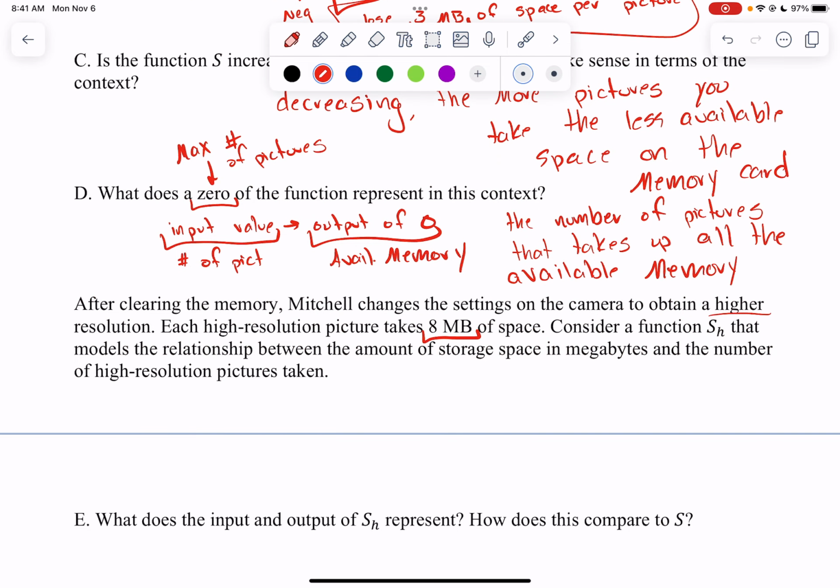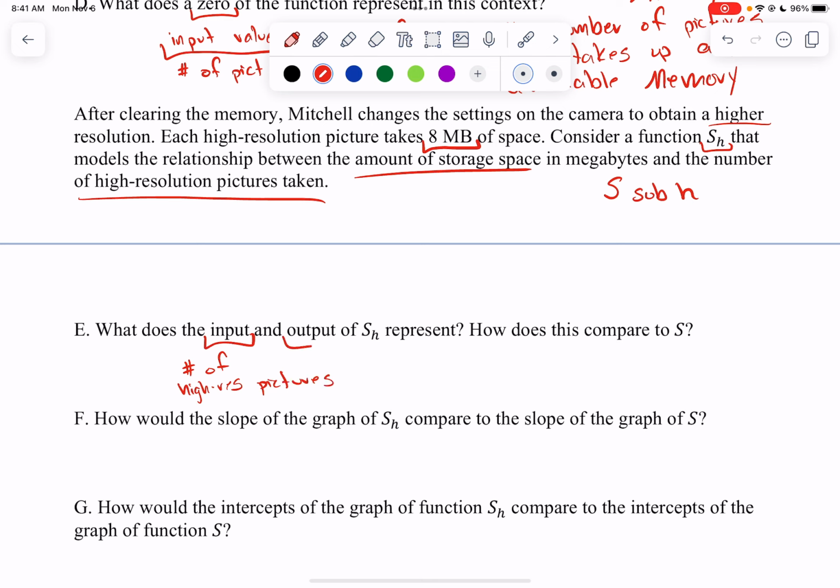What does the input and output of S of h represent? Again, my input is still going to be the number of pictures, the number of high res pictures. And the output is going to be the available memory. How does this compare? It's the same as the previous. Same as S, except they're high-res pictures.